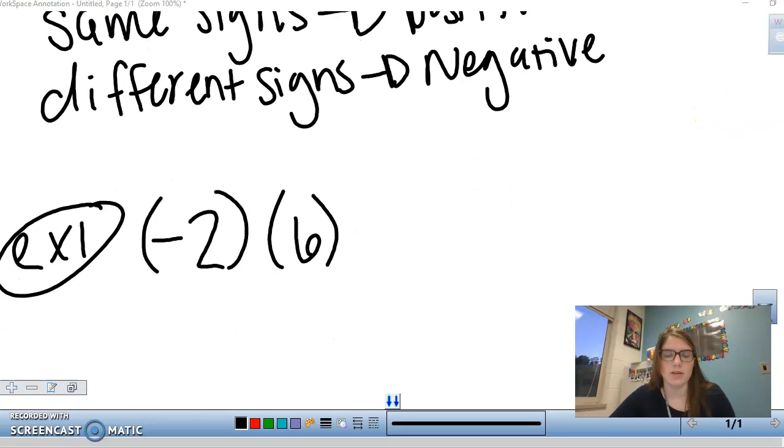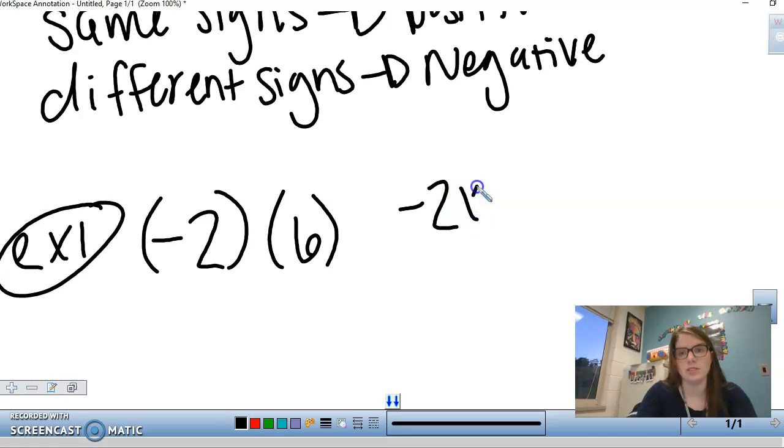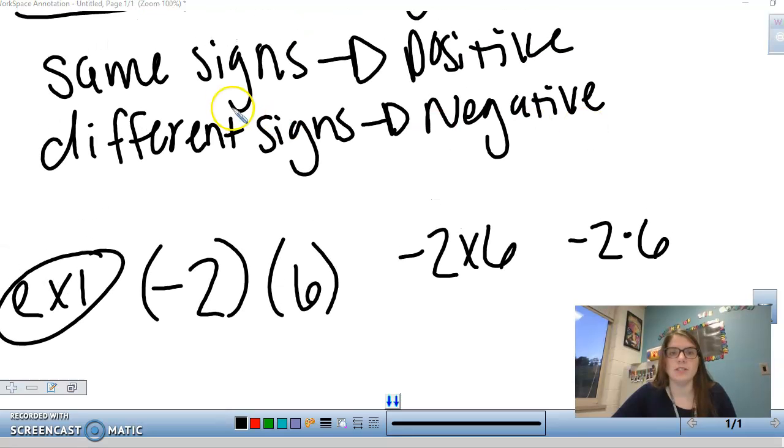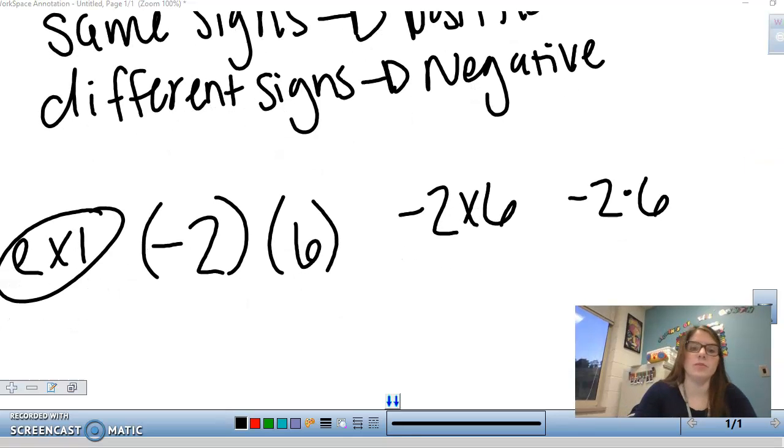So example 1, we have negative 2 times 6. So remember, this could look like this, or like this, or like this. They all mean the same thing. So if I'm looking at these, they're different signs. Let's scroll back up so you can see our rules. So they're different signs, so my answer should be negative because one of them's positive, one of them's negative. And I know 2 times 6 is 12.